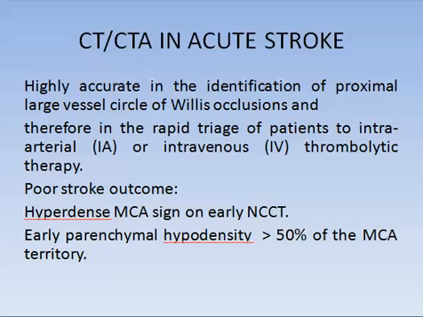Poor stroke outcome: if you find a hyperdense MCA sign on early non-contrast CT, know that the main artery is occluded or about to occlude. And if the parenchymal hypodensity in the early stages is more than 50% of the middle cerebral artery territory, again this denotes a poor stroke outcome.